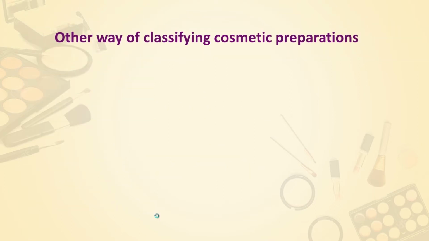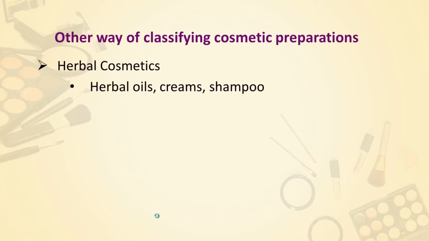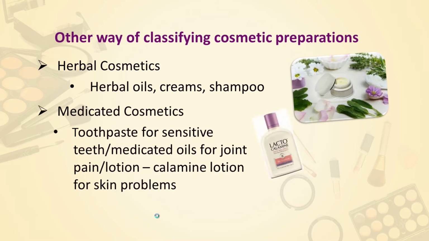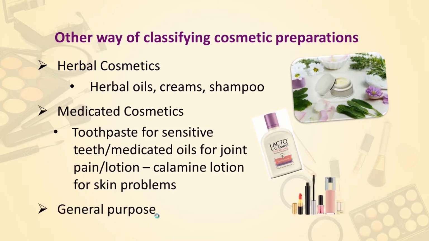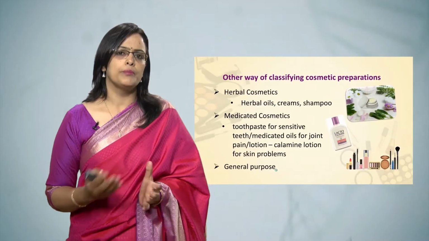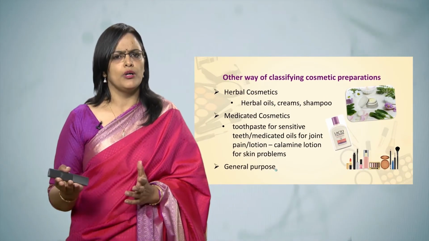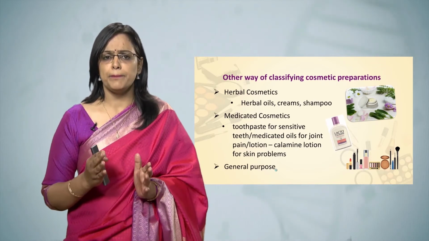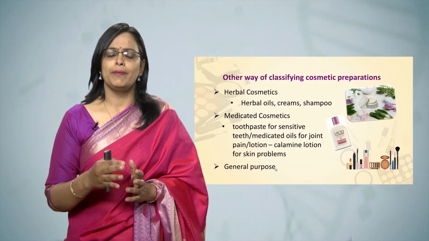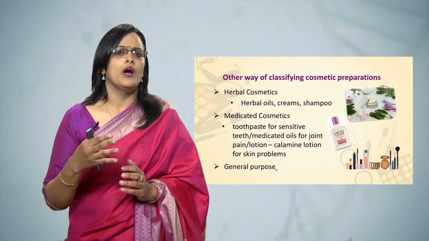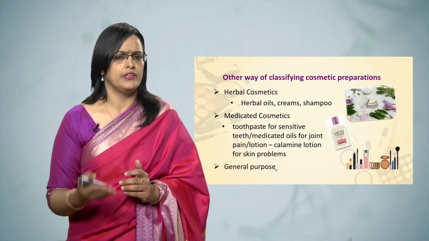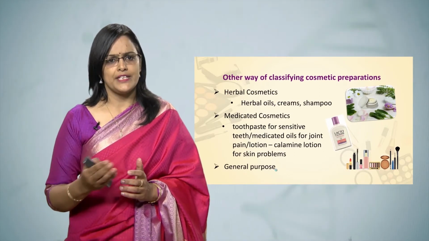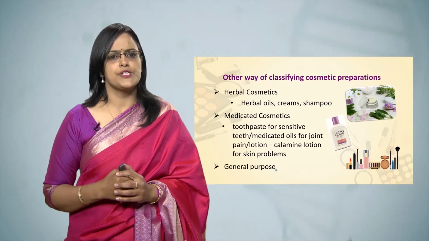If we look at the general way of classifying cosmetic preparations, we can classify them into herbal cosmetics, medicated cosmetics and general purpose cosmetics. Herbal cosmetics: herbal oil, herbal cream, herbal shampoo. These are herbal preparations prepared by using plant extracts or phytoconstituents. That is why they are considered herbal preparations.